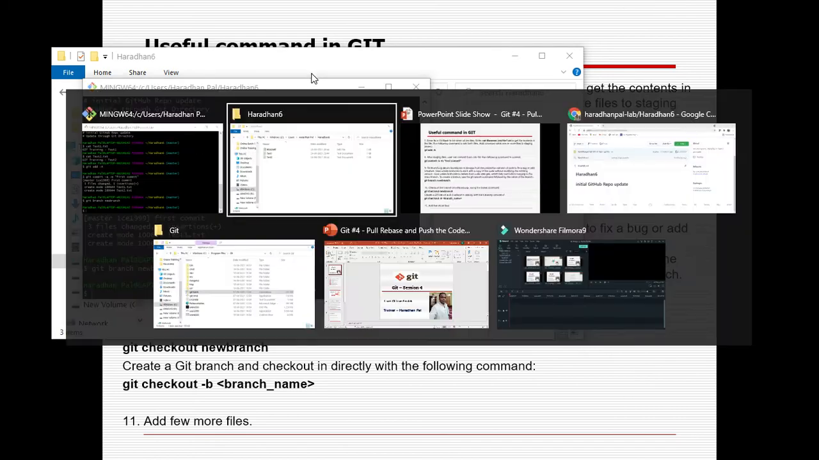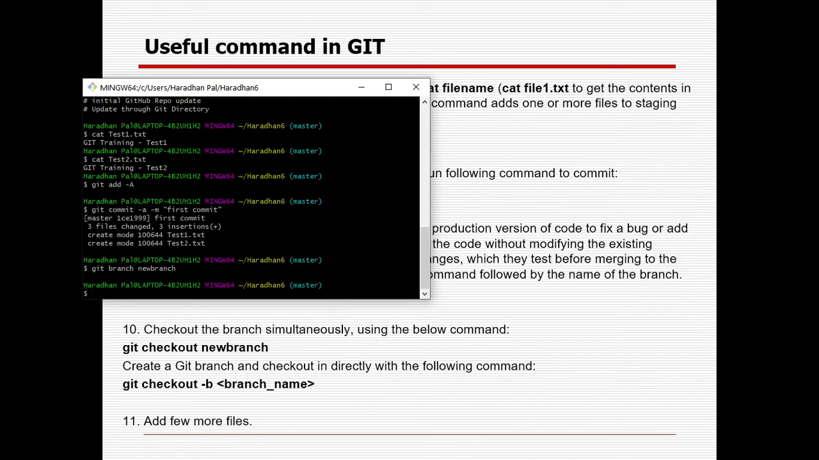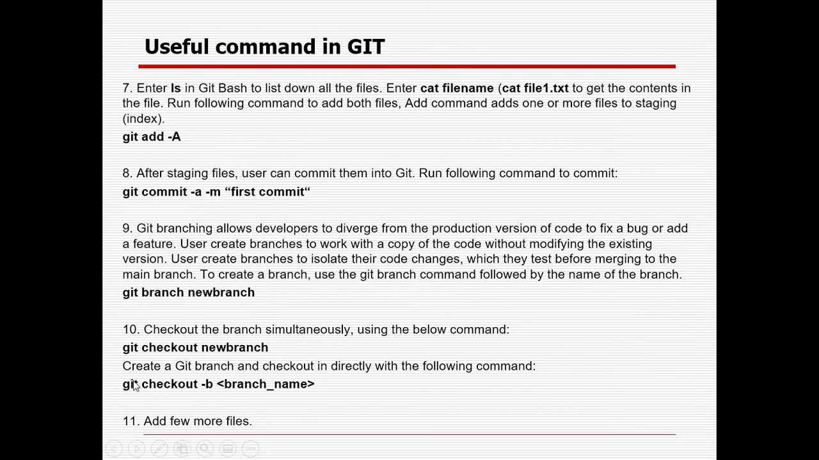After that, if you want to check out, you need to check out that branch, because that folder is still in the master branch. So you can use git checkout and then the branch name. In case you don't want to create a branch and then check out separately, you can use the command git checkout -b and the branch name, which creates and checks out the new branch directly.